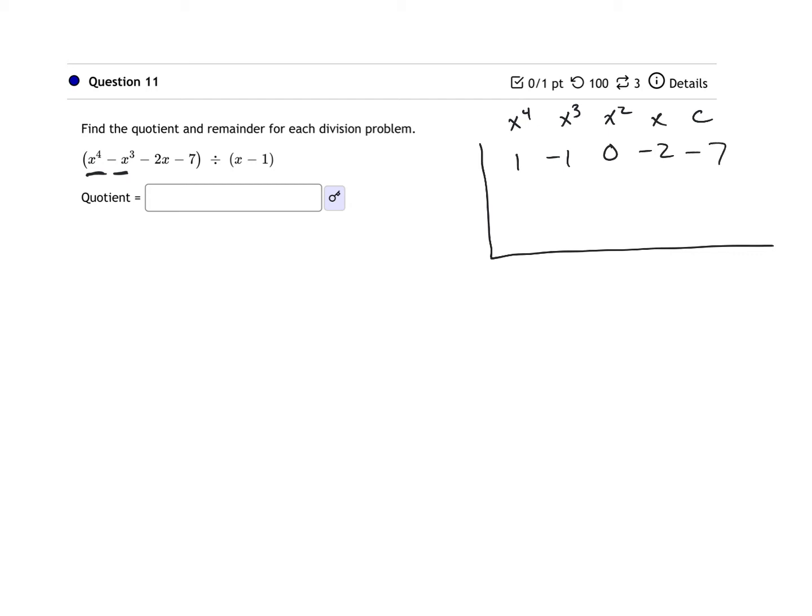Then I need to put one of the roots on the outside. Well, if I know a factor is x minus 1, that means I need to put a positive 1 on the outside because that's my root. So now let's go ahead and do the synthetic division.